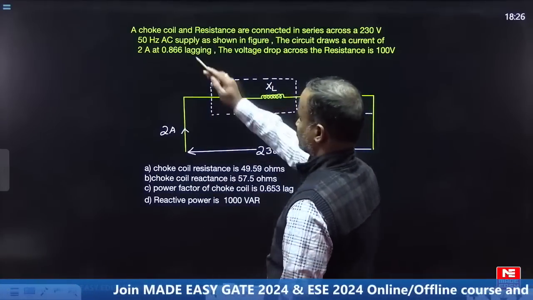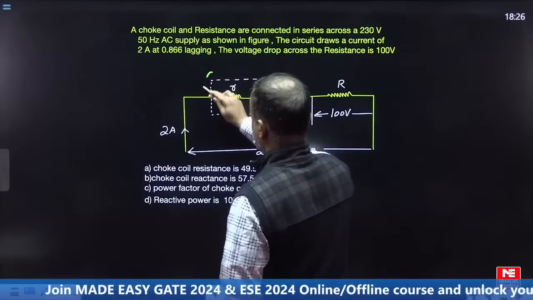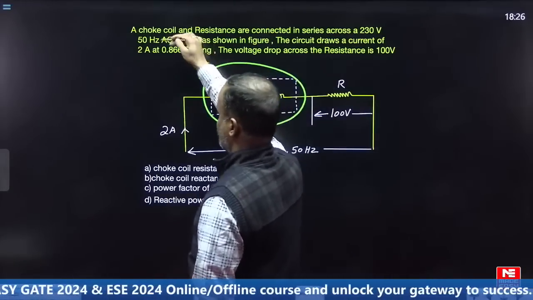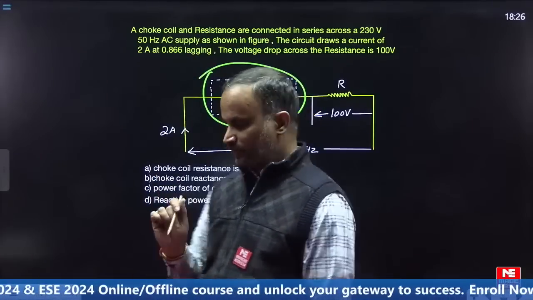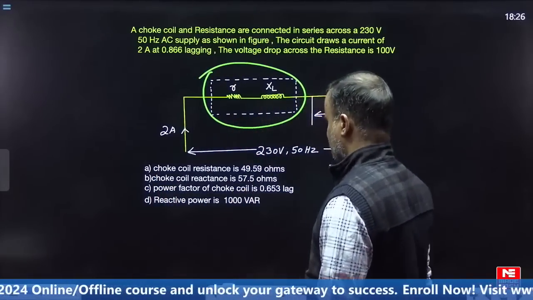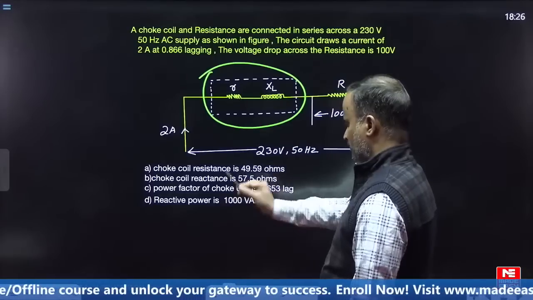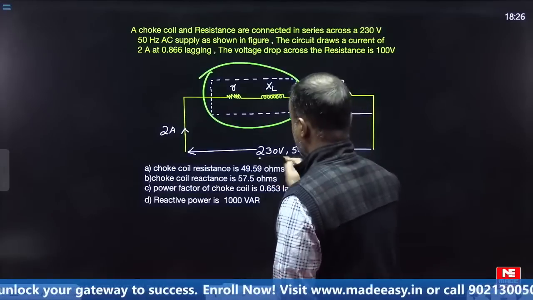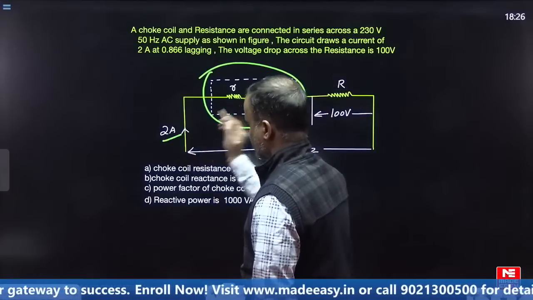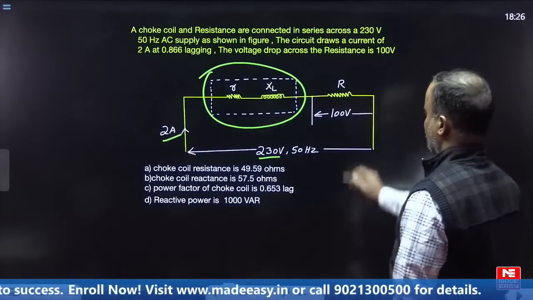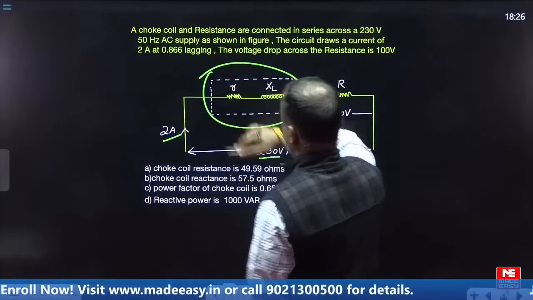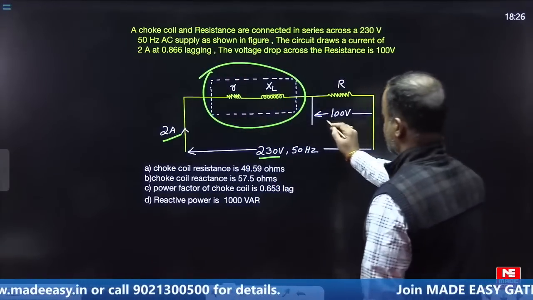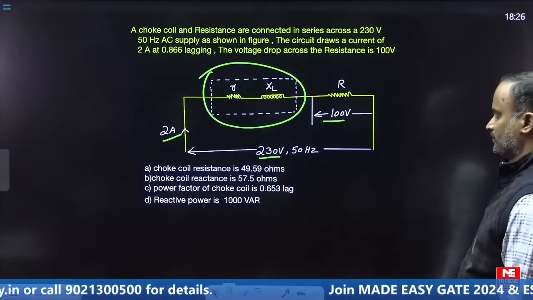What is the first statement given in the question? Choke coil. The combination of this internal resistance and this inductance we can use as a choke. The first requirement in the question is to give the choke coil resistance and reactance. In the question itself, the supply voltage and the supply current are given, and the statement says the choke coil is connected in series to some external resistance R. In the data itself, voltage and resistance are also given. Can I say like this, sir?